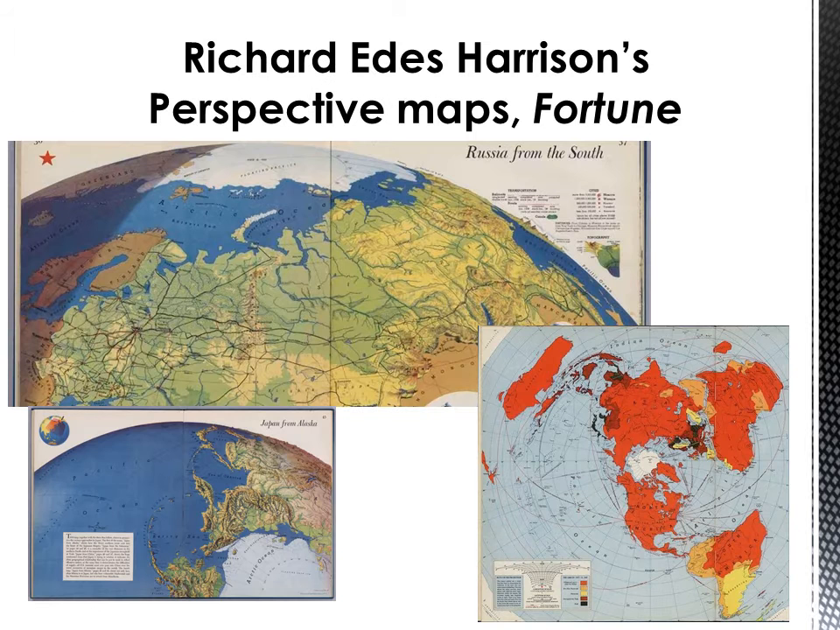A geographer named Richard Edes Harrison suggested that the worldview of Americans had to be more holistic and global because the lack of knowledge threatened national security. He created maps from different perspectives in Fortune magazine, which caused a cultural shock and a need to create a teaching tool that would reflect nation-to-nation relationships more objectively.